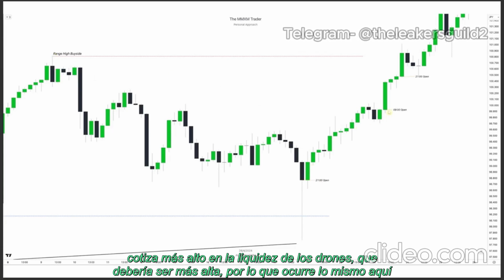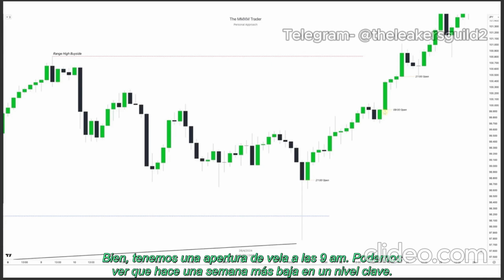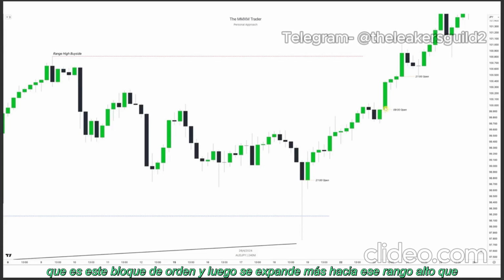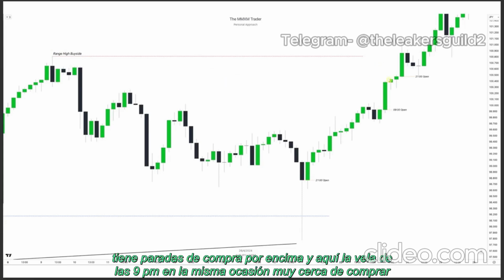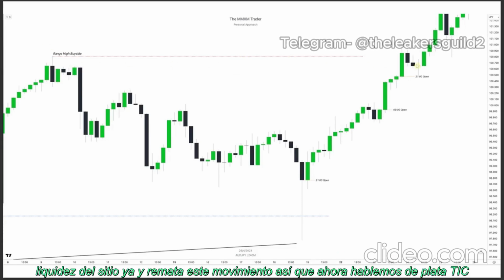So same thing over here, right? We've got the 9 a.m. candle opening. We can see it making a lower wick into a key level, which is this order block, and then it's expanding up higher towards that range high, which has buy stops above it. And over here, the 9 p.m. candle, same occasion, very close to buy side liquidity already, and it finishes off this move.